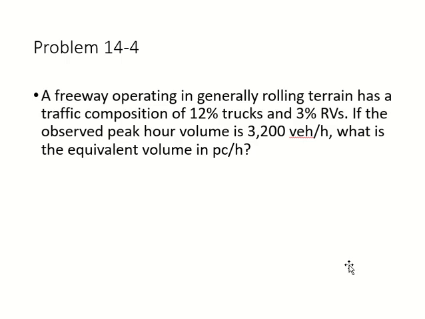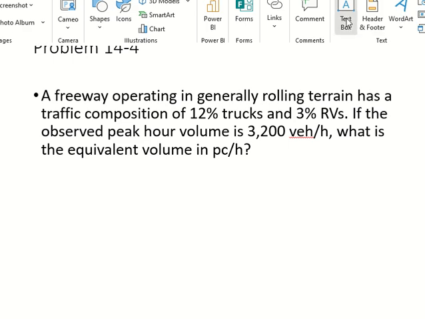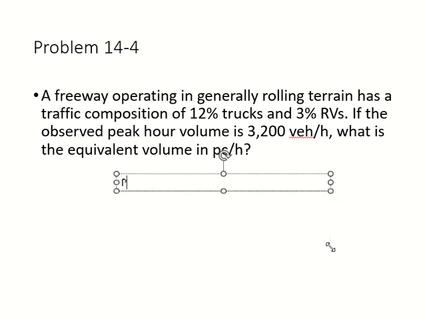Let us see how we can apply it. So a freeway has rolling terrain. It has 12% trucks and 3% RVs. RVs means recreational vehicles. These are also heavy vehicles. Like I mentioned earlier, even if they say 5% buses and 2% trucks, you don't need to worry about them. All of them are heavy vehicles, so we will add their percentage. So 12 plus 3, my PHV is 15%. Whatever types of heavy vehicles are given, we'll just add their percentage. There is no problem with that.